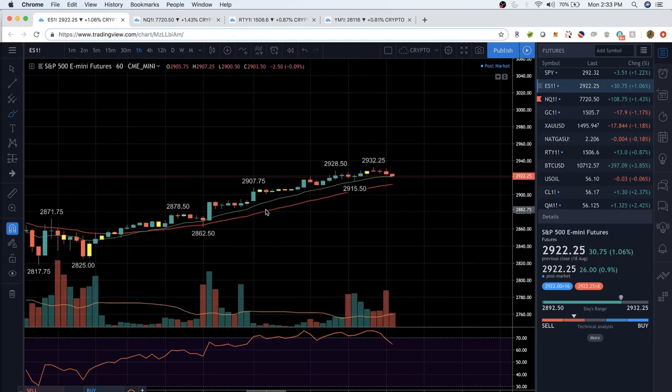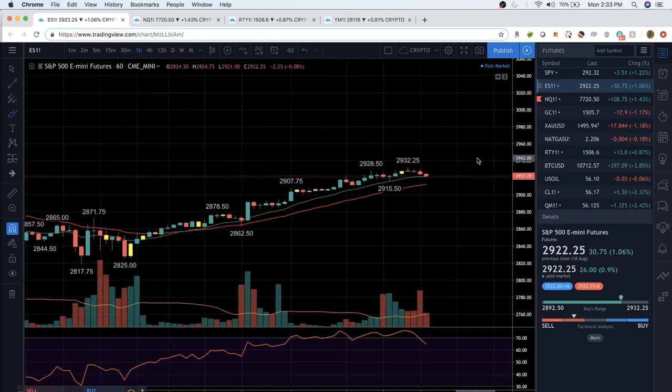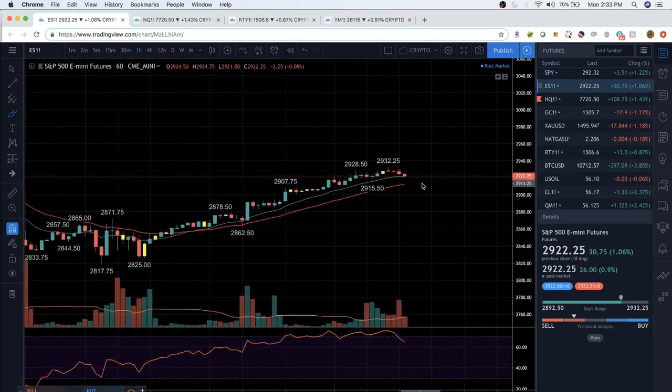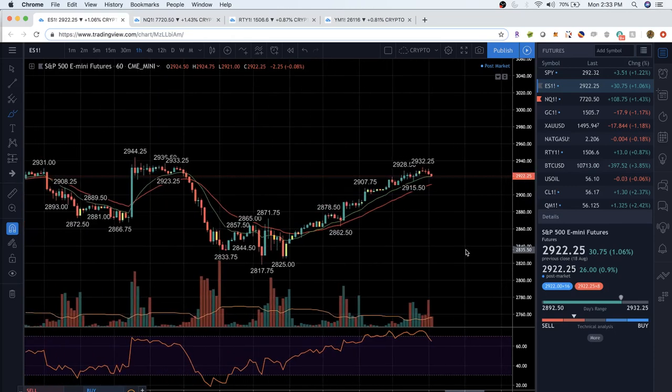So as you can see, we've been holding this hourly EMA all day. We got that bull cross and got tons of upside. So don't forget your EMA crosses. If we were to get a bear cross here, and you are pretty close to this high of day, 2932.25, that may signal a good short entry for this pullback. So just really watch your EMA crosses.